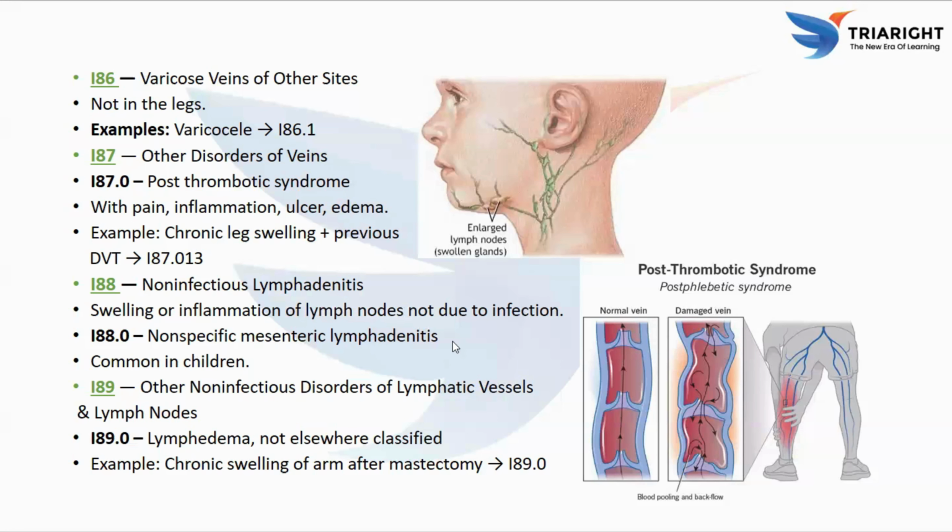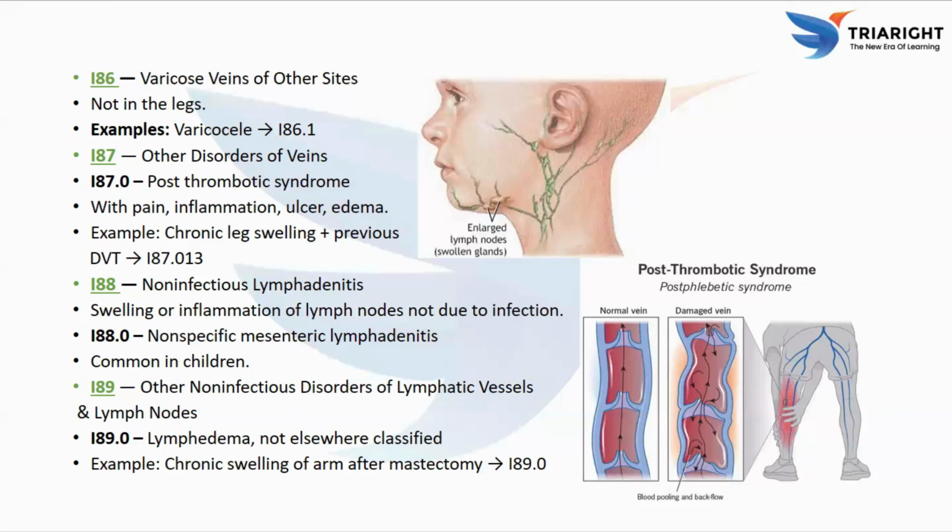So next, I88 is the code for non-infectious lymphadenitis. I already told you what lymphadenitis means: it's an inflammation of the lymph node. You can clearly see in the picture the swelling or inflammation, where the lymph nodes got enlarged or swollen. This is mainly common in children, and it is often seen with abdominal pain. And then I89.0, other non-infectious disorders of lymphatic vessels and lymph nodes. This covers the lymph problems that are not caused by infection, such as lymph drainage issues.